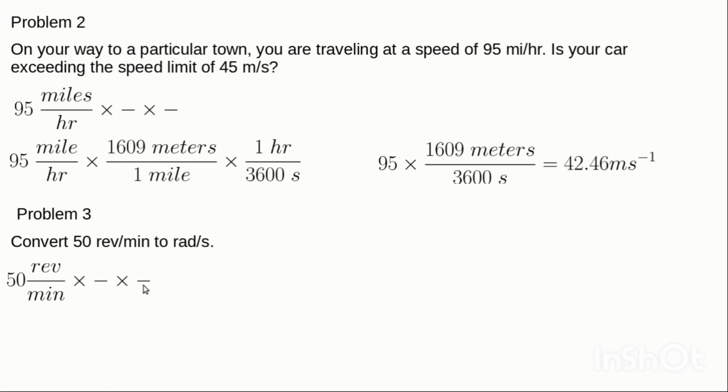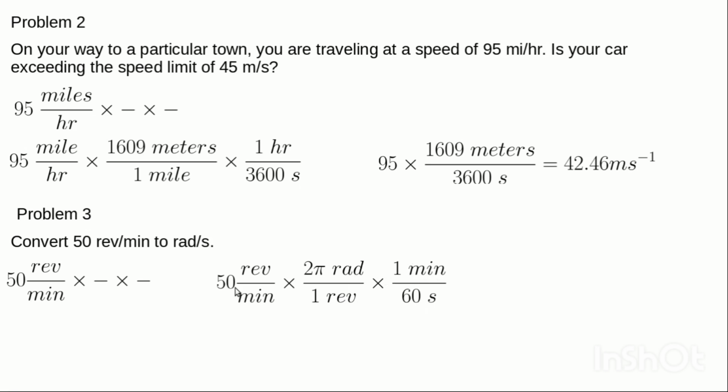So at this point, I have my revolution here, so I must put my revolution down to cancel this one, then put my rad up. Because I have minutes here, I must put my minutes at the top and put seconds at the bottom. So now that I have this, 50 revolution per minute times 2 pi rad is equal to 1 revolution, then 1 minute is equal to 60 seconds.